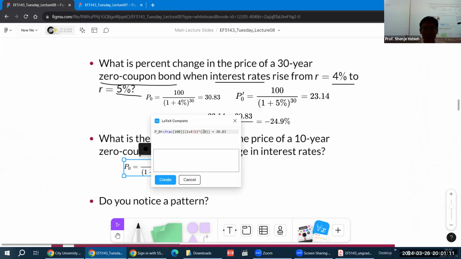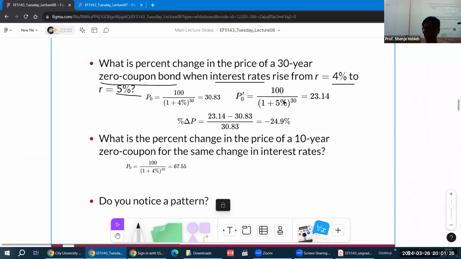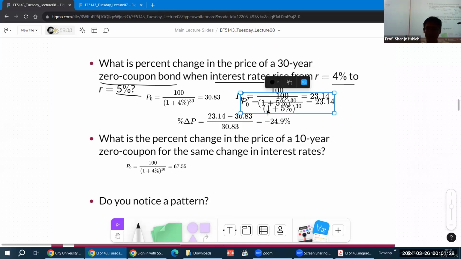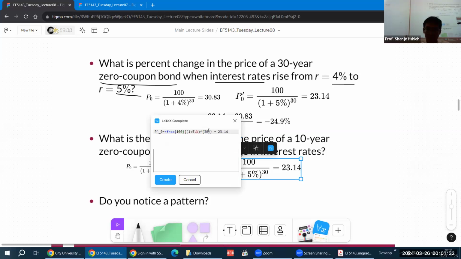So the difference now is that rather than 30, it's 10. And the value for the price should be 67.55. And for the P prime, changing it to 5, but instead of 30, it's 10. And the value therefore should be 61.3.